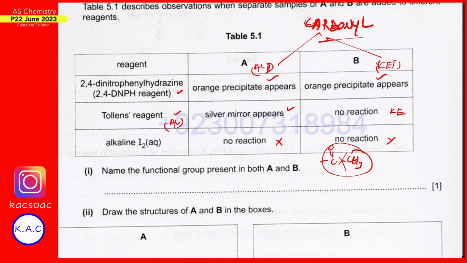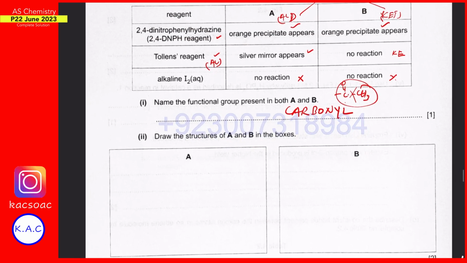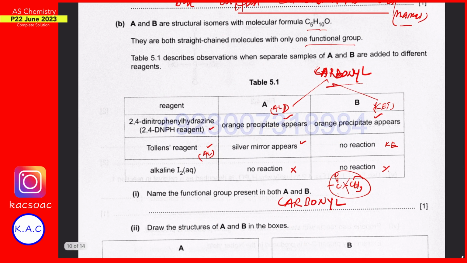So collectively it's known as carbonyl. Carbonyl is the name of the functional group. Draw the structure of A and B in the boxes. Number 1, A has 5 carbons in a straight chain. All carbons lie in a straight chain molecule with only one functional group.